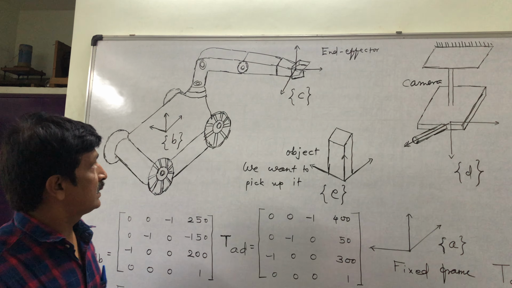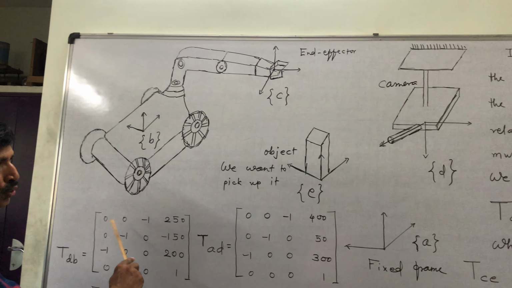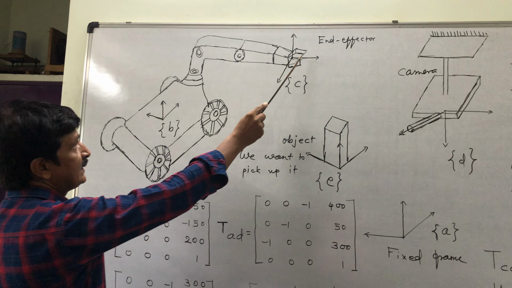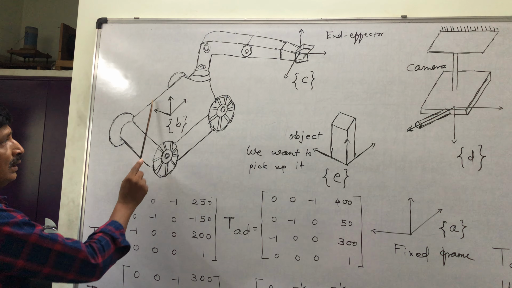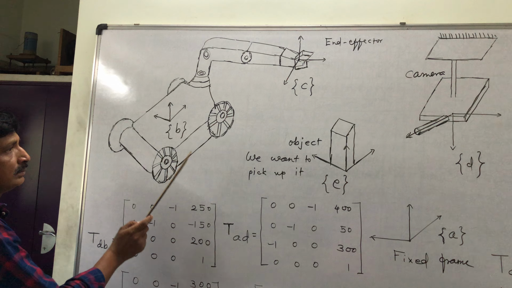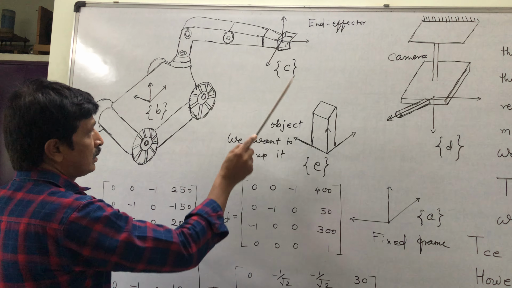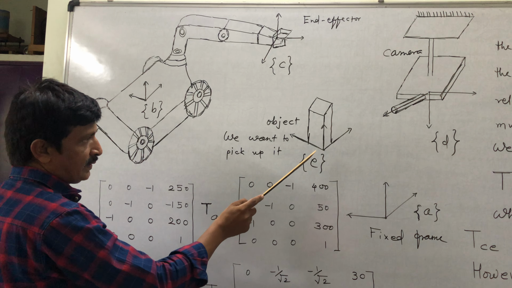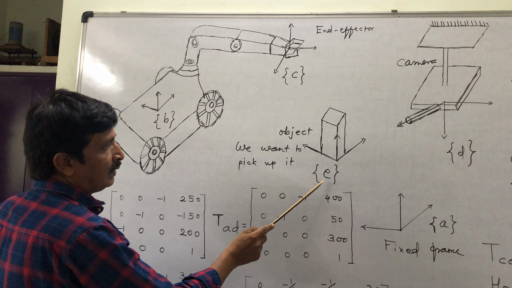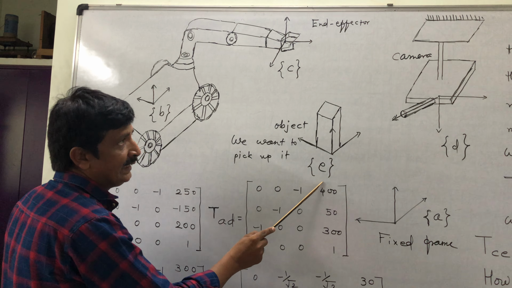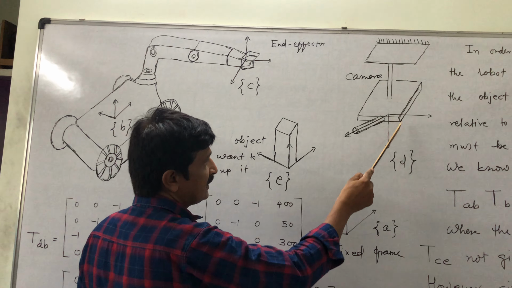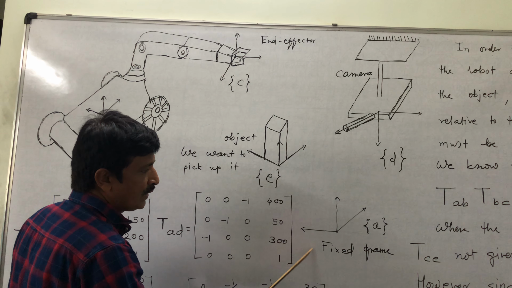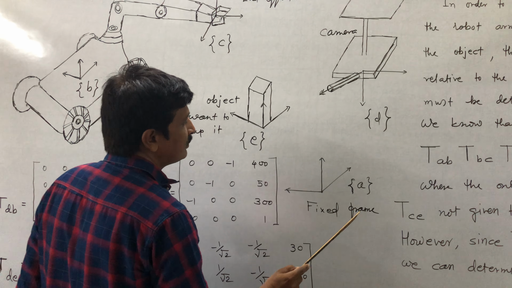Today we will discuss a mobile robot. This is the end-effector frame. This is a wheeled robot with a body frame. With this robot, we want to pick up this object. The object frame is E. This is the camera frame, say D, and this one is the fixed frame, the ground frame.